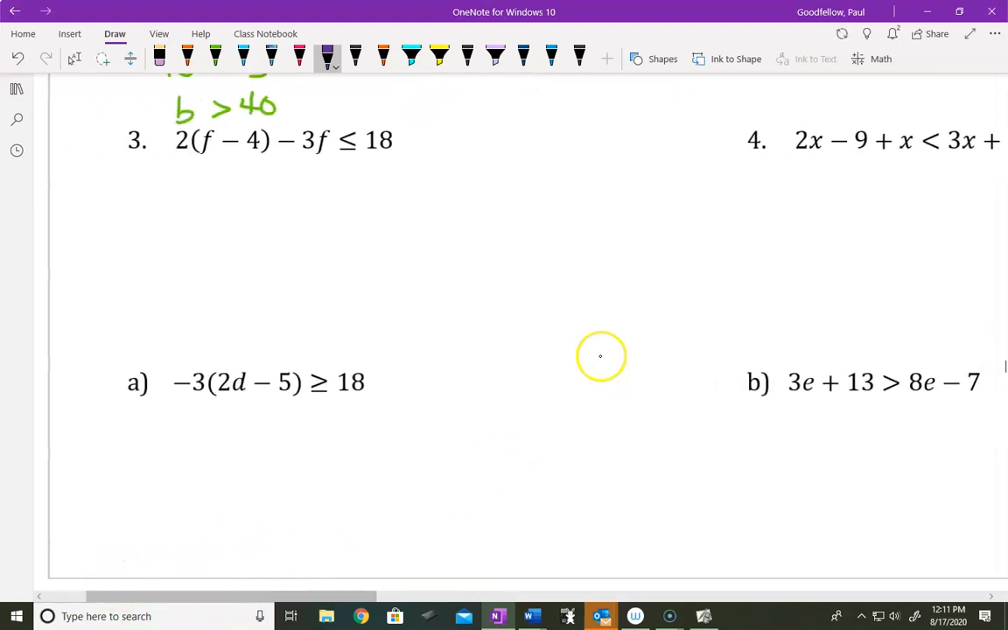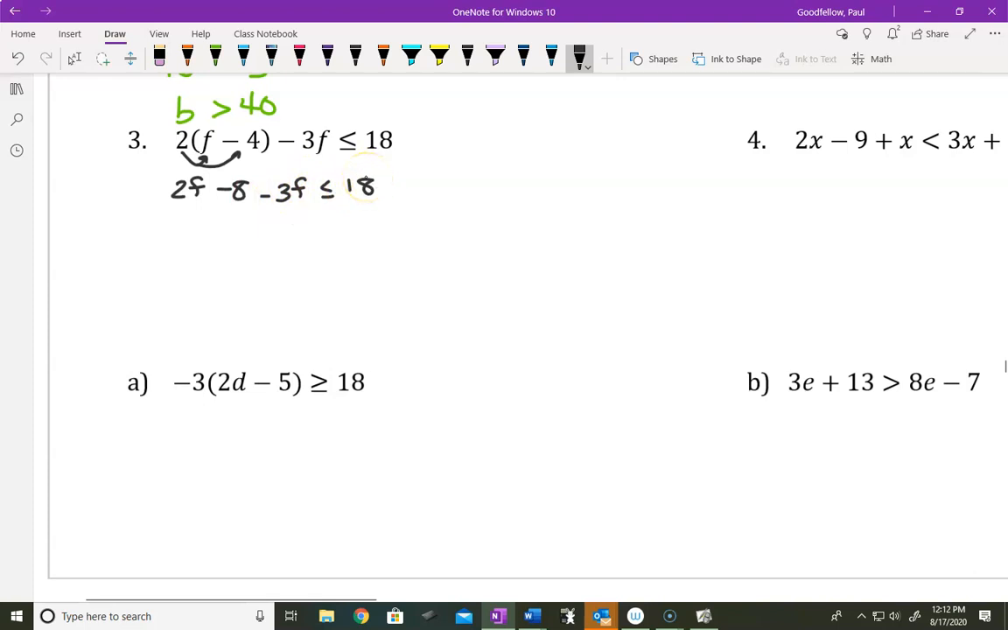Now, as I said, sometimes you might run into things where you got to do a little bit of work ahead of time before you start moving anything around at all. You got a number out here outside of this binomial. It'd probably be best to distribute it and take a look at what you end up getting inside there. So 2f minus 8 would be just that guy multiplied through, minus 3f is less than 18.